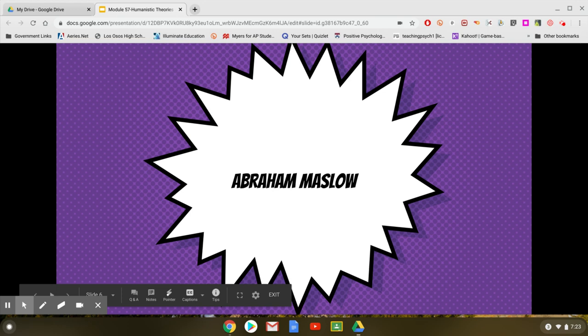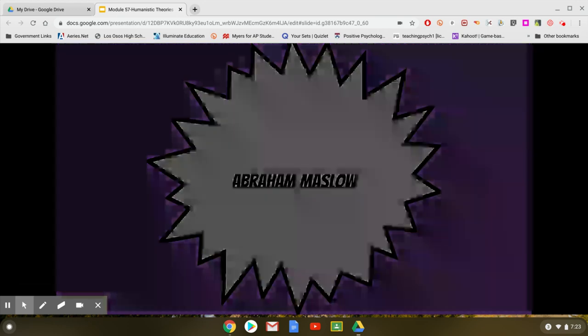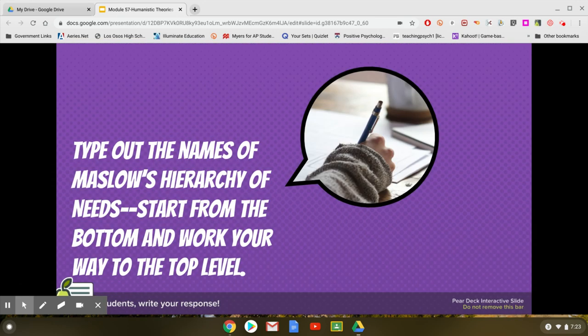So we're going to start with Maslow, and we're actually going to be starting with some review. Normally, if we were in class, I would have you draw this out in your notes. Obviously, can't really do that right now. So I'm going to have you type out the names, really the levels of Maslow's hierarchy of needs. You're going to start from the bottom and work your way to the top level. And I'll give you a hint. At the very bottom, the base, I'm looking for you to write physiological needs. From there, you're going to work your way all the way up to the top level. I'll give you a minute to do that, and then we'll check your answers to see if you're correct.